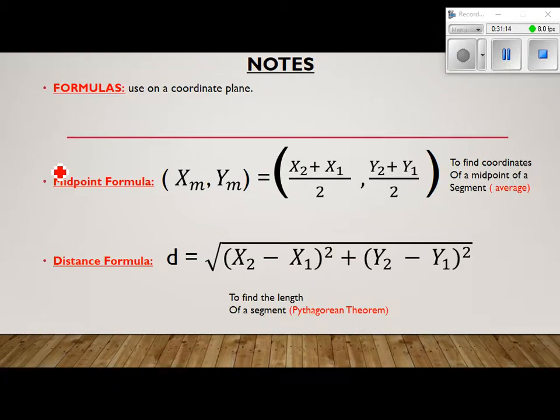Two formulas. I'll give you a minute to write this formula. Anytime you're on a coordinate system, so you see a problem and it looks like this, you can bet you're going to be using one of these two formulas to find your answer. Make sure when you write these down, you write your formulas down correctly.